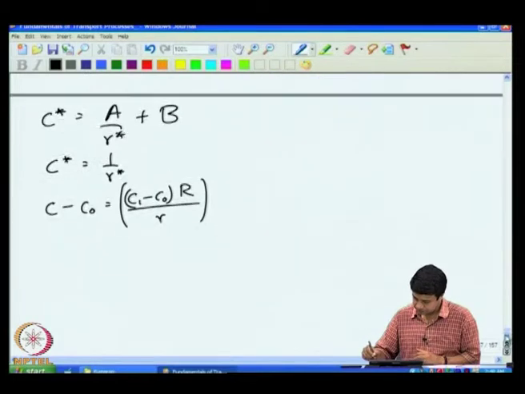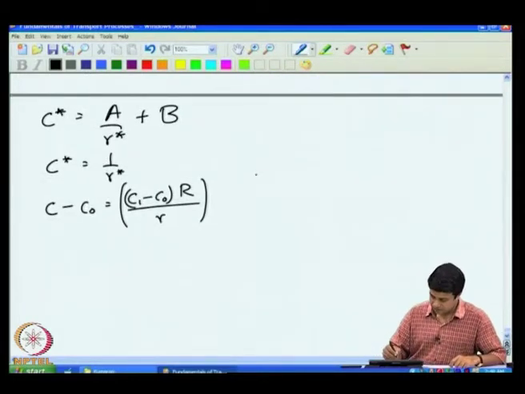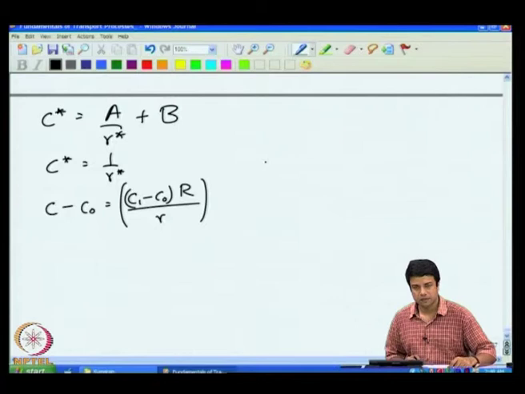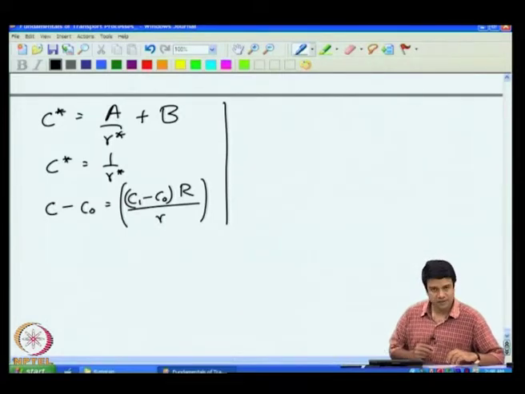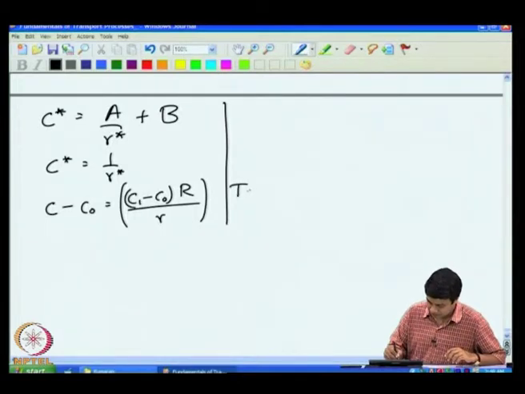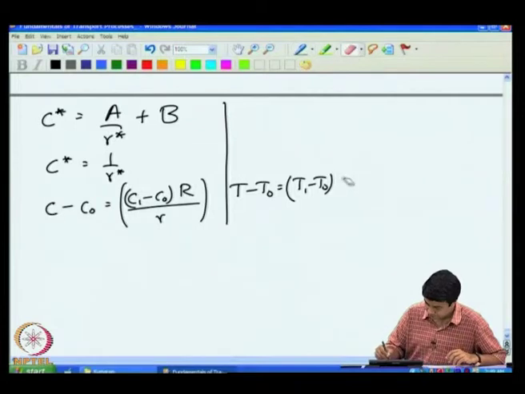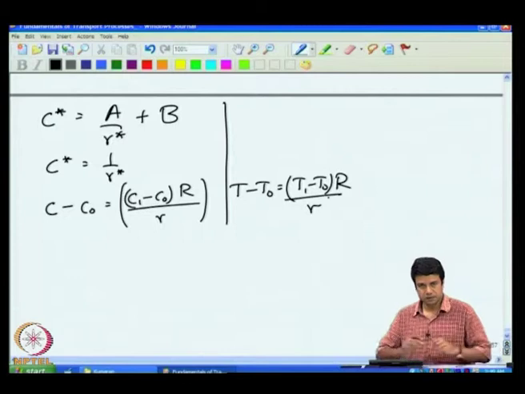The equivalent temperature, if I did the same problem for heat conduction, where the temperature was T1 at the surface and T0 far away, I would get the exact same result, except that I would have temperature instead of concentration. T minus T0 is equal to T1 minus T0 into R by r.